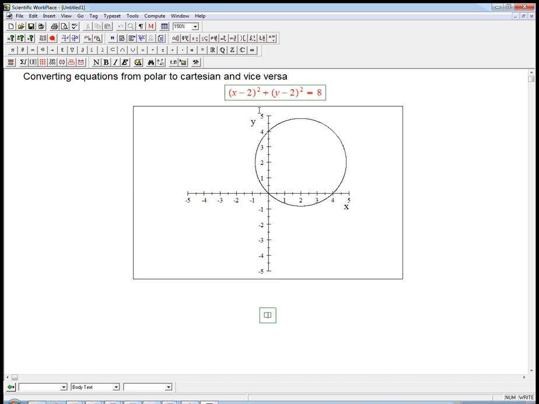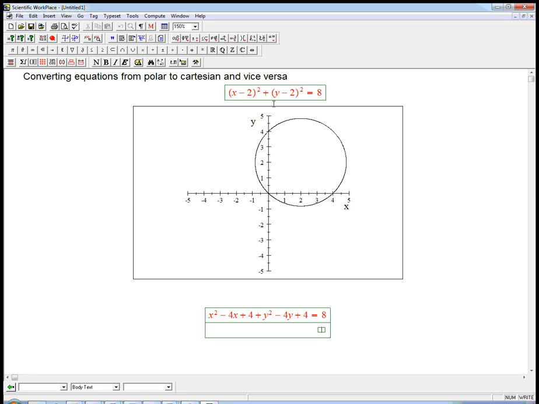So the two strategies were just plain plug in r cosine theta for x, plug in r sine theta for y, or maybe do some algebra first to see if we can get x squared plus y squared popping out, which might simplify things. Let's go ahead and do the algebra first strategy, because that's a little more sophisticated. So we're going to use a squared plus 2ab plus b squared, and we're going to get x squared minus 4x plus 4 plus y squared minus 4y plus 4 equals 8.